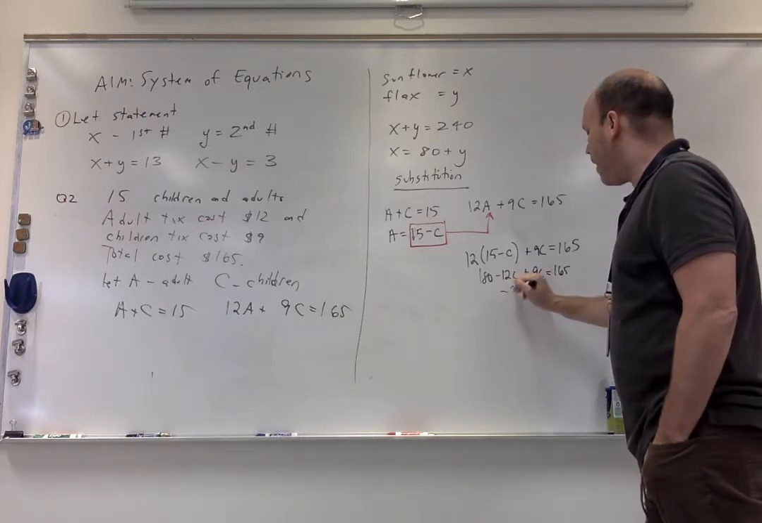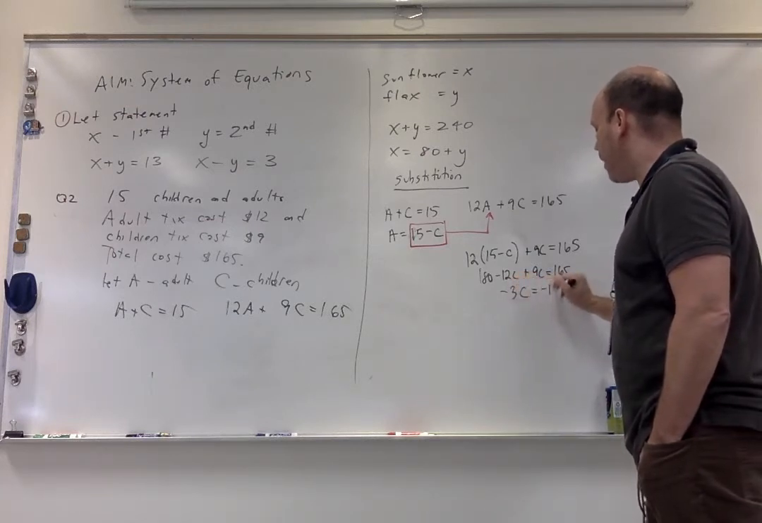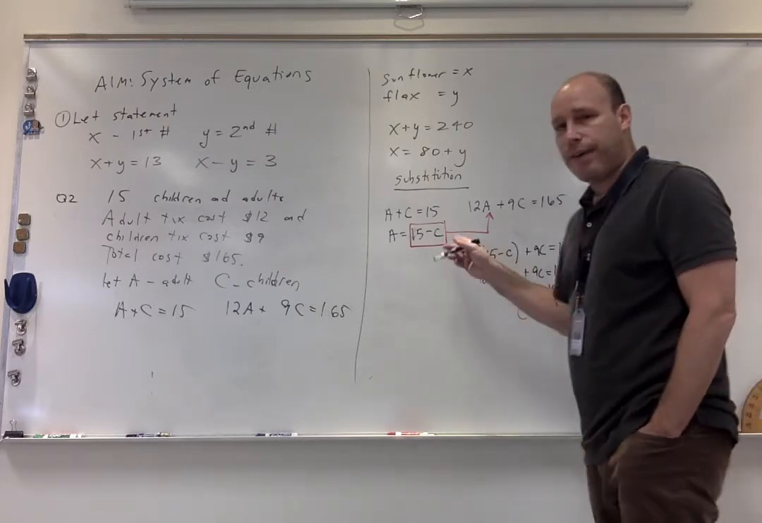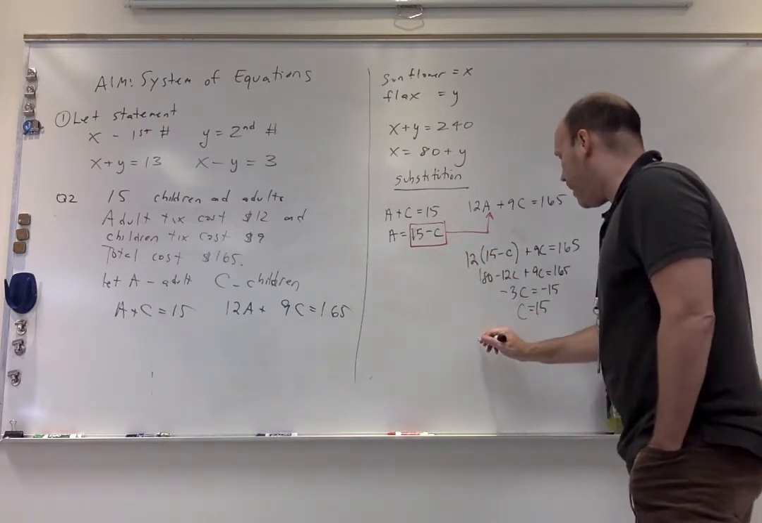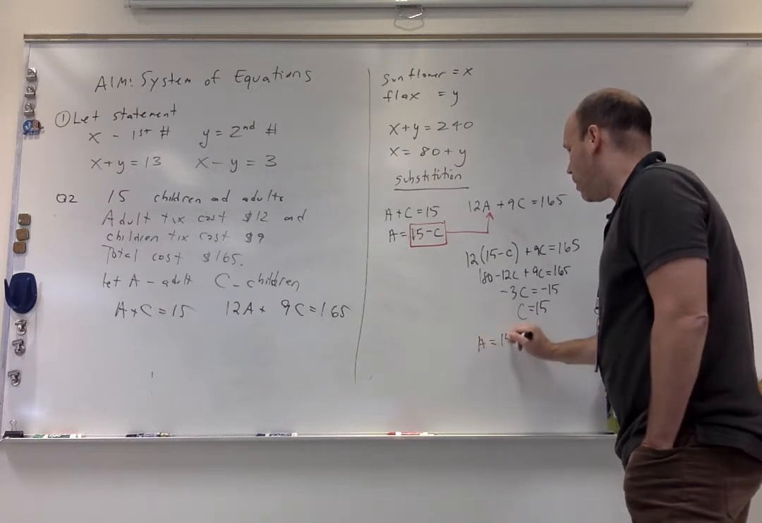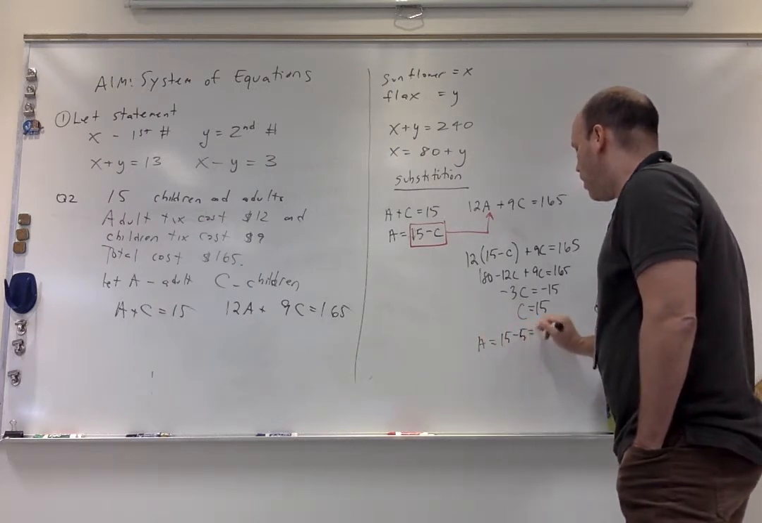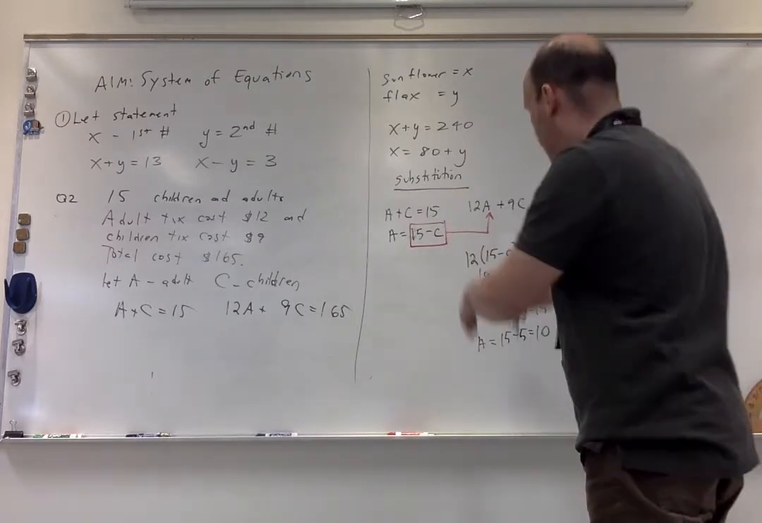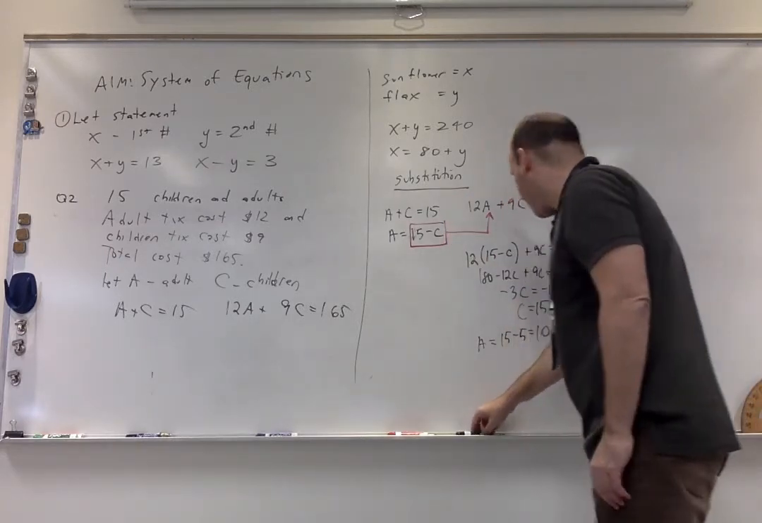I have negative 3C equals negative 15. C equals 5. So there's 5 kids. That means there's 10 adults. And that's the idea. Let's look at the question with flaxseed.